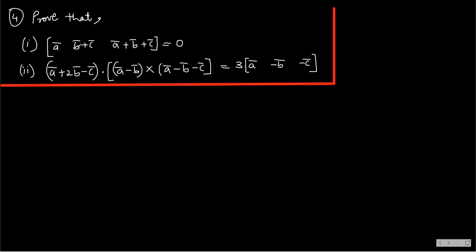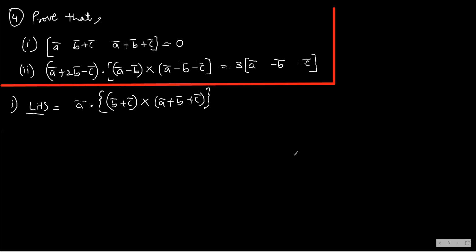See, the first one says to prove that the scalar triple product of A bar, B bar plus C bar, and A bar plus B bar plus C bar is equal to 0. So see, how do I go ahead? I will start with the left hand side. Left hand side is A bar dot B bar plus C bar cross A bar plus B bar plus C bar. See, this is how you write.